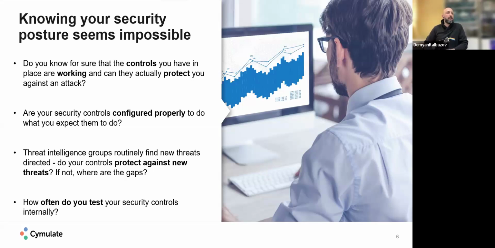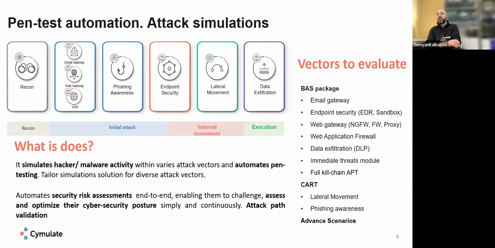The other question is, do your controls protect against new threats? We will see on the platform that threats are updated on a daily basis, updated yesterday and today. So the question is, does your security control protect you against those new threats? Are you sure of that? How can you make sure? And of course, how often do you test your cybersecurity infrastructure? Those are the main questions, and that is how Cymulate addresses them with its solution.